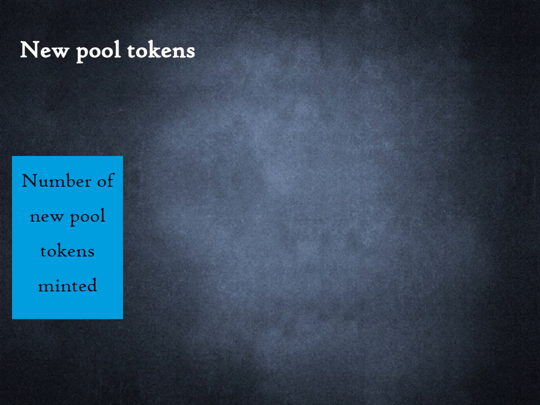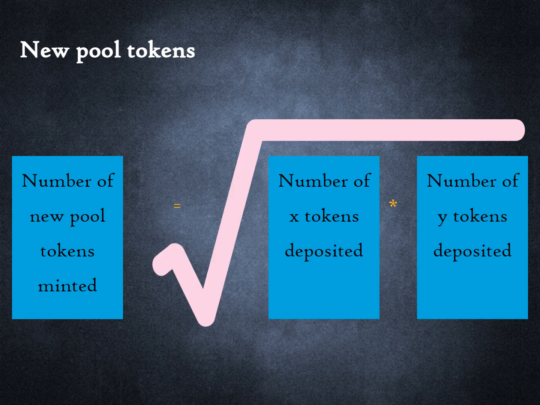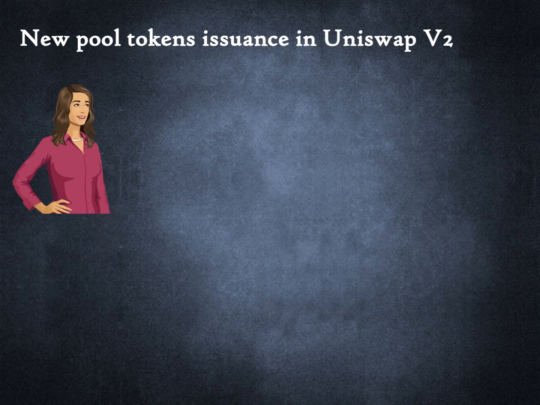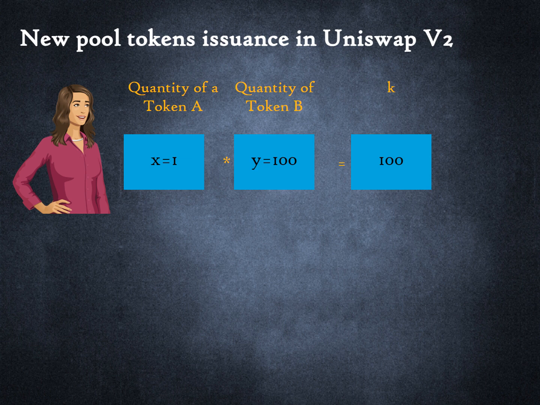The number of new pool tokens minted every time a liquidity provider makes a contribution to a token pair is determined by a formula. In Uniswap version 2, it is the square root of the depositor's K. Consider Alice to be the first contributor to a Uniswap pool. She contributes 1 token of type A and 100 tokens of type B. The K for Alice is 100. The number of pool tokens minted is the square root of 100, which is 10.